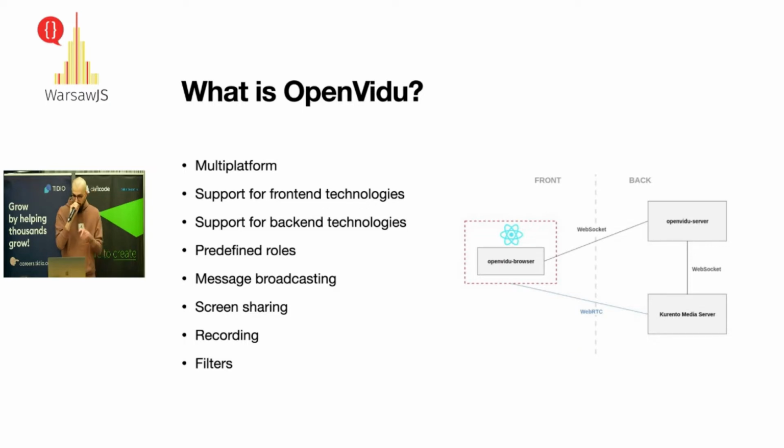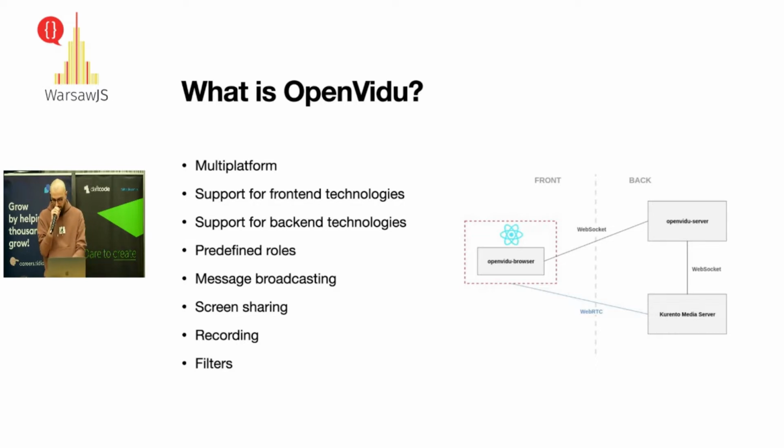Okay, and in the graph to the right, you can see how the whole thing is designed from the architectural point of view. So we have OpenVidu Browser on the front, it's a library, and also stuff in the back, which is OpenVidu Server and Kurento Media Server.